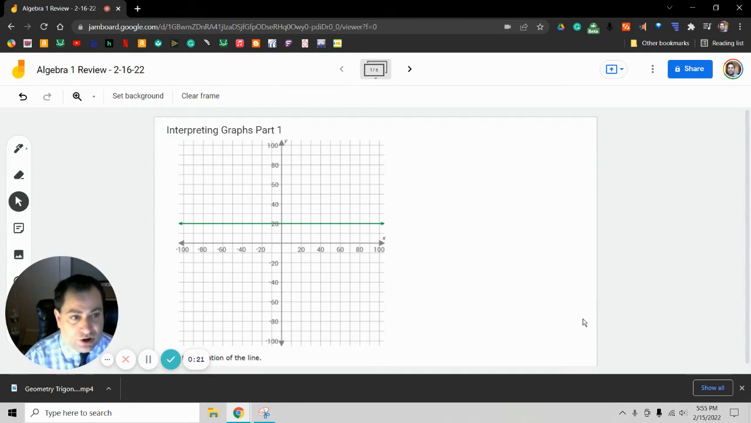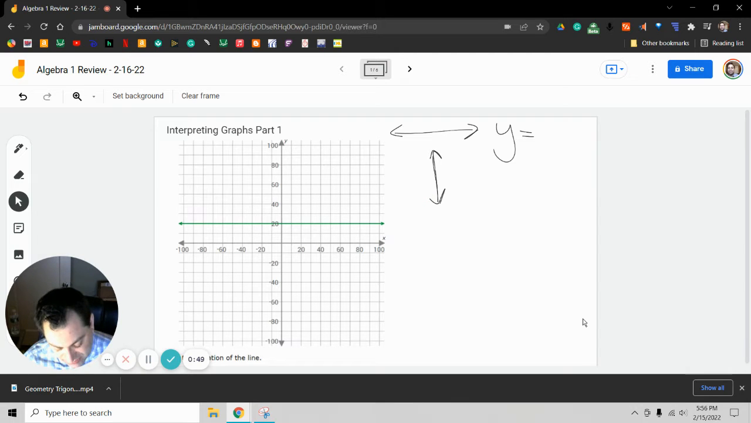So let's get started. Our first concept that's on the test is interpreting graphs part 1, which is horizontal and vertical lines. The key to this is knowing a couple of things. When we have a line that goes left to right, that's going to be a y equals line. The other type of line you might see is a vertical line. When you see one that goes up and down, that's an x equals line. So the first thing you have to do is figure out which kind of line you have.